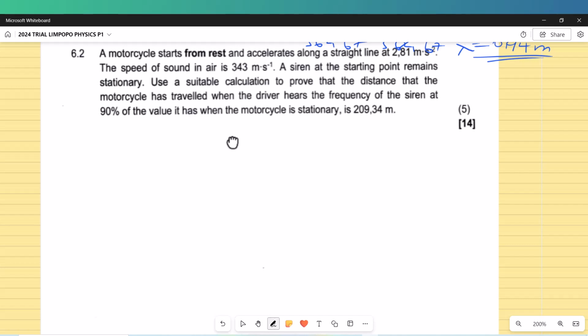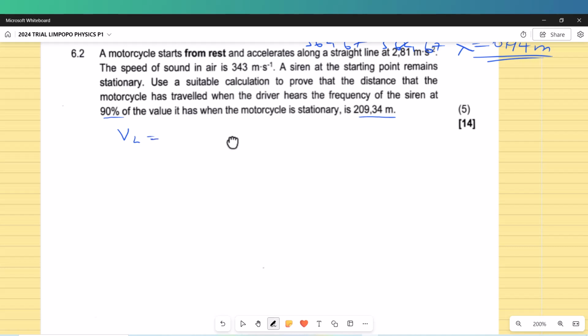I repeat, they said that a motorcycle starts from rest and accelerates along a straight line at 2.81 meters per second squared. The speed of sound in air is 343. A siren at the starting point remains stationary. Use a suitable calculation to prove that the distance traveled when the driver hears 90% of the stationary frequency is 209.34 meters. So in this question, I'm going to first find my V for the listener.